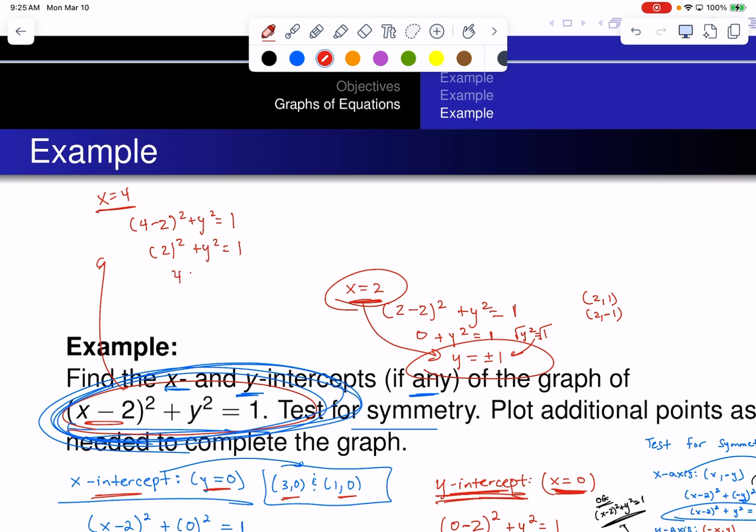Watch what's going to happen. So you're going to get 4 plus y squared is equal to 1. Subtract 4. What do you get again? A negative. Take the square root of both sides. You're taking the square root of a negative. What's the square root of a negative? Imaginary. What did I tell you to do with imaginary numbers for right now? Throw them out. They don't show up on the graph.